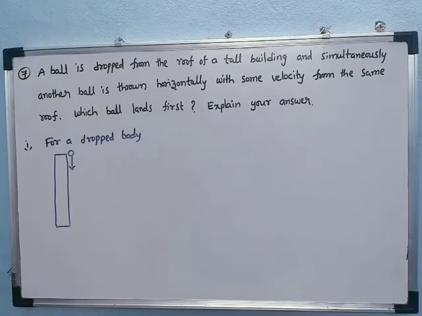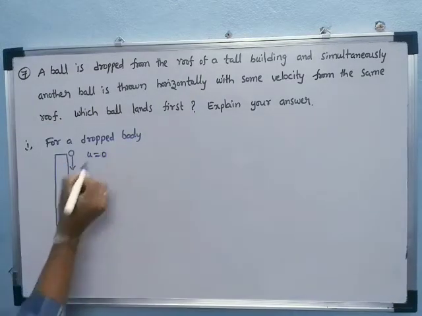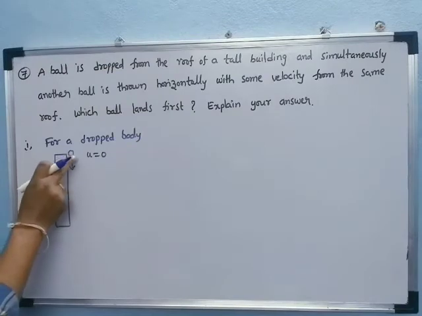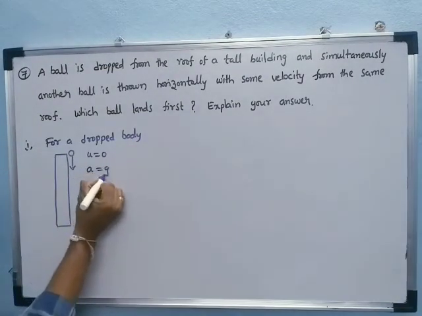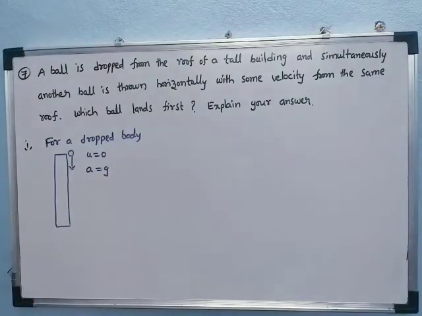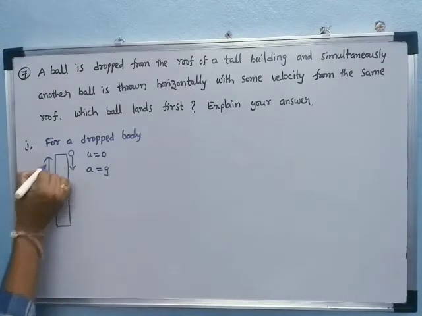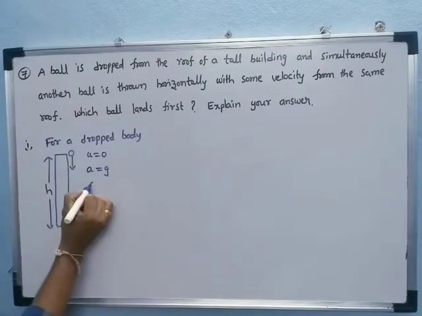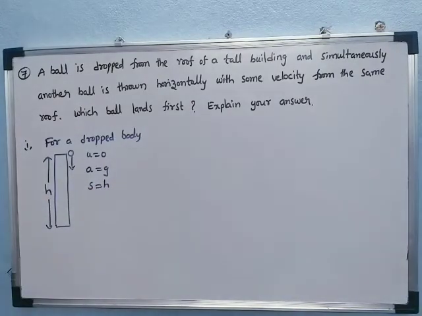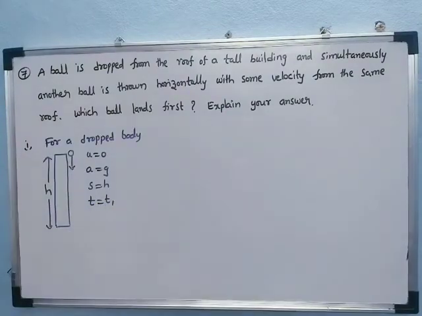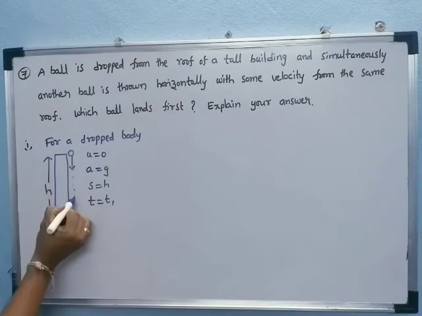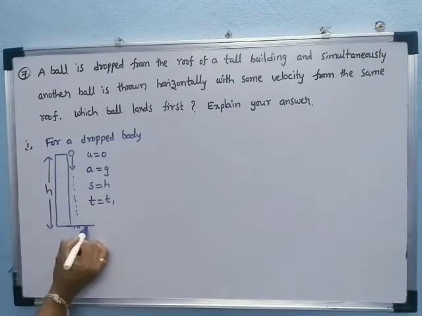When it's dropped, its initial velocity u is equal to 0, because it's a freely falling body. Its acceleration a is equal to g, in the same direction, the acceleration due to gravity. The height of the tall building is h, which is equal to the displacement. Let the time taken to reach the bottom be t1.